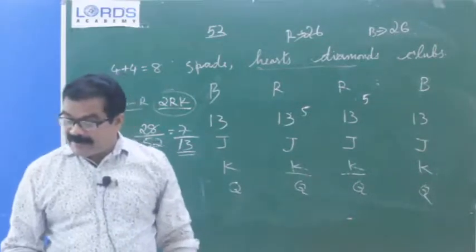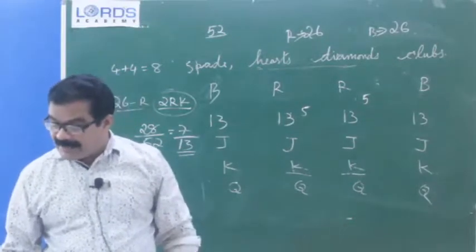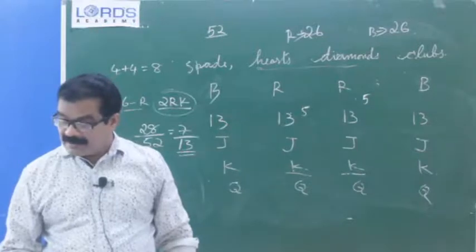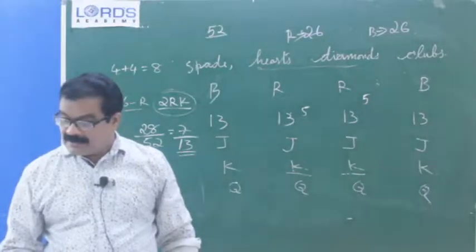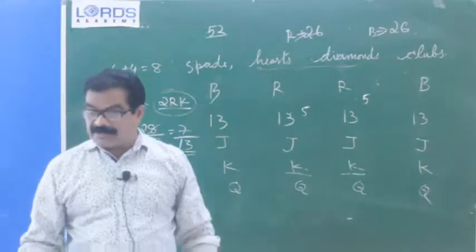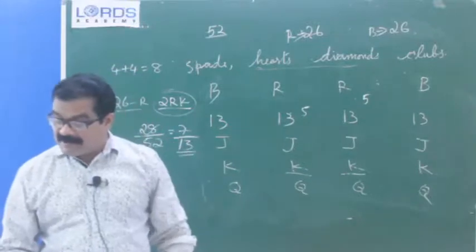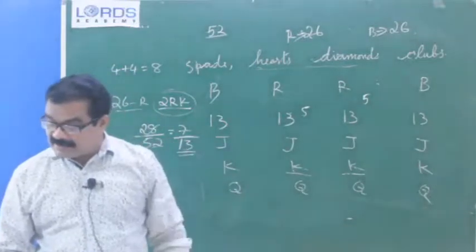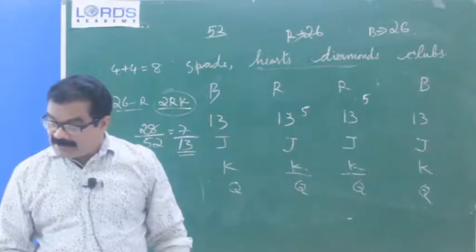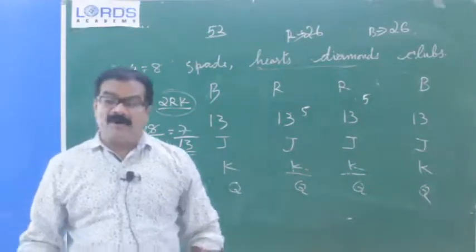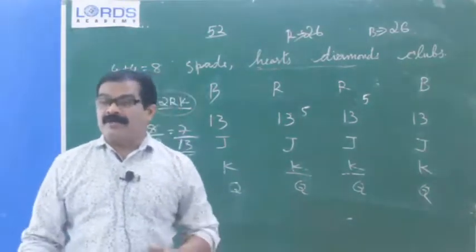Probability of getting red. 7 by 16. Okay. 7 by 16, the favorable case is that 7 red balls are there. Then the probability of getting not red. Give me the answer, not red.